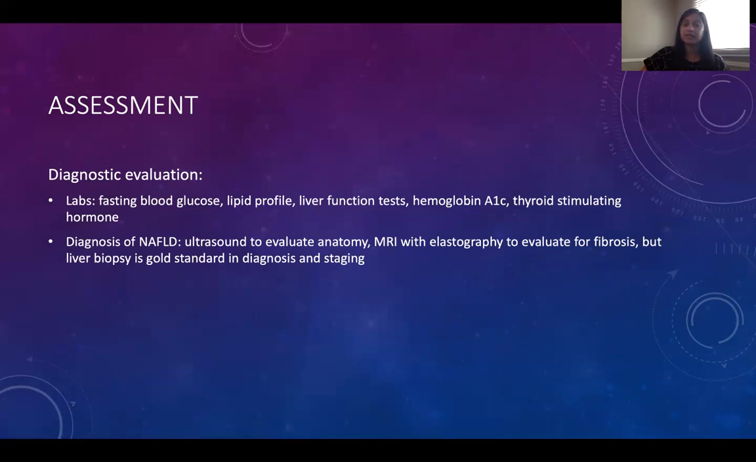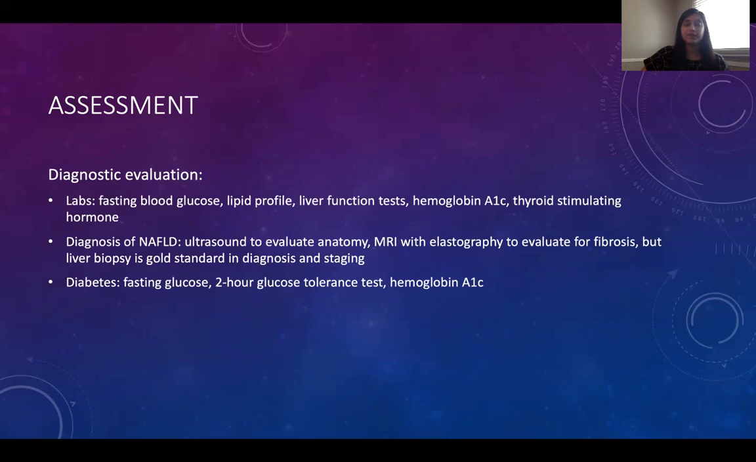So if you have suspicions, let's say your patient has elevated transaminases in the setting of high BMI, then the next thing you may want to do is evaluate for fatty liver disease. You may start with an ultrasound to evaluate the anatomy, just to make sure that's normal and that you don't have any other chronic liver diseases playing a role in your lab abnormalities. And then you may want to get an MRI with elastography. It's a little bit more sensitive in evaluating for fibrosis, but really just your imaging alone is not going to be enough to diagnose and stage fatty liver disease. And so the best way to do that is going to be your liver biopsy.